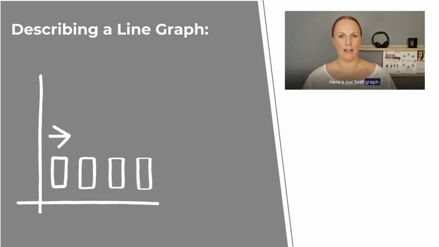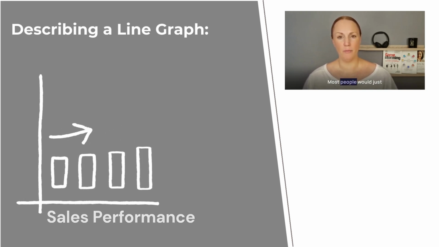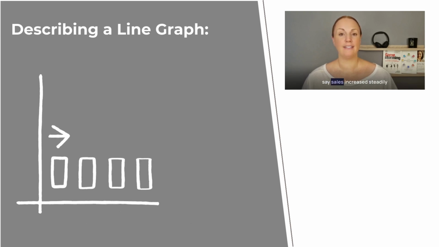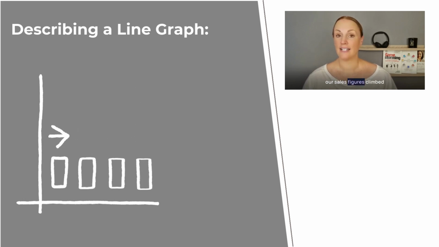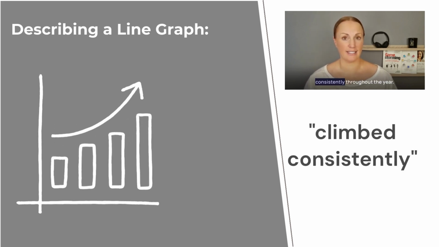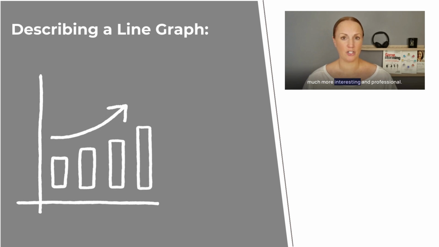Here's our first graph. This line graph shows our sales performance over the past year. Most people would just say, sales increased steadily over the past year. But you could say, our sales figures climbed consistently throughout the year. Using the verb climbed sounds much more interesting and professional.